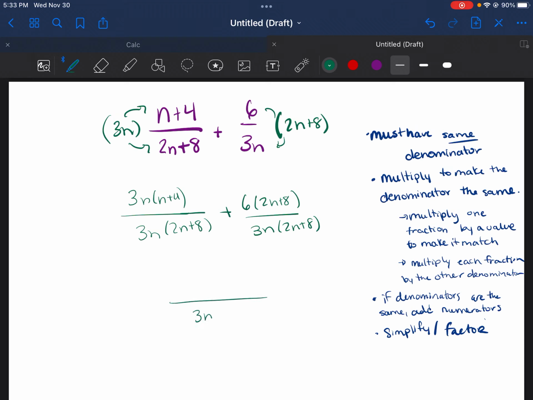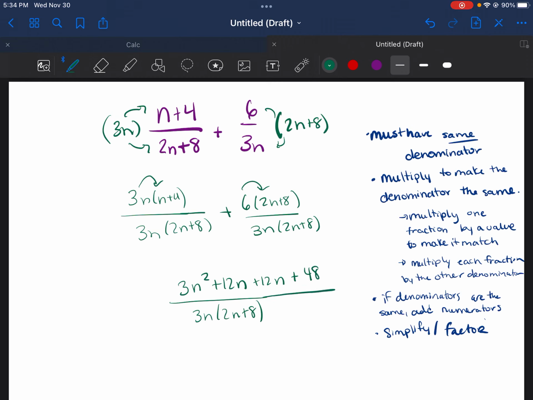I am going to keep the denominator the same all the way out. And now I'm going to distribute. So I have 3n squared plus 12n. I'm going to distribute this. So now I have 12n plus 48.